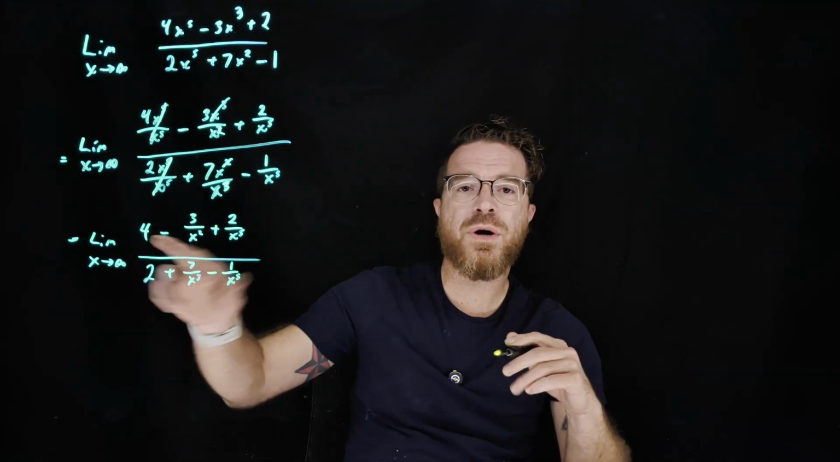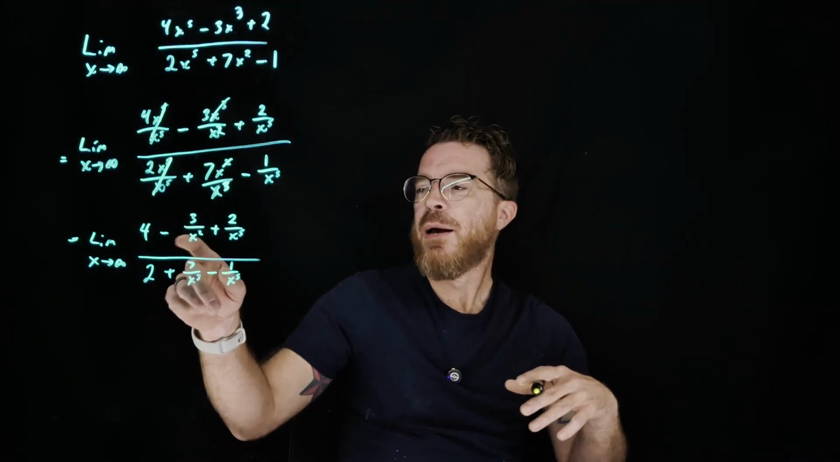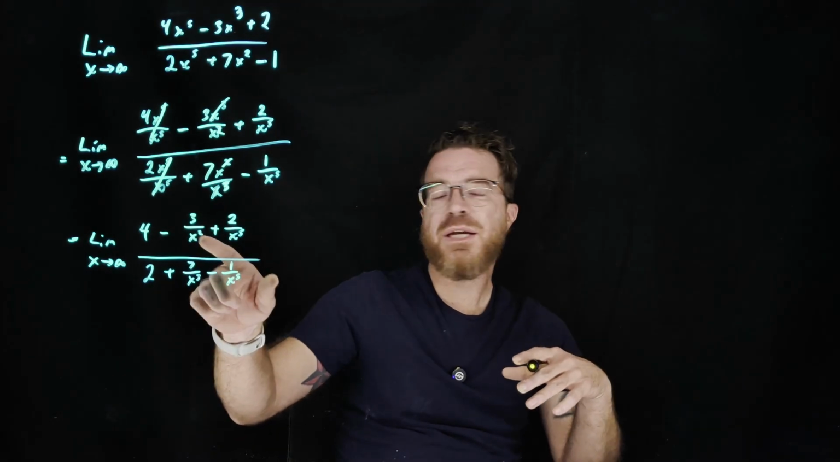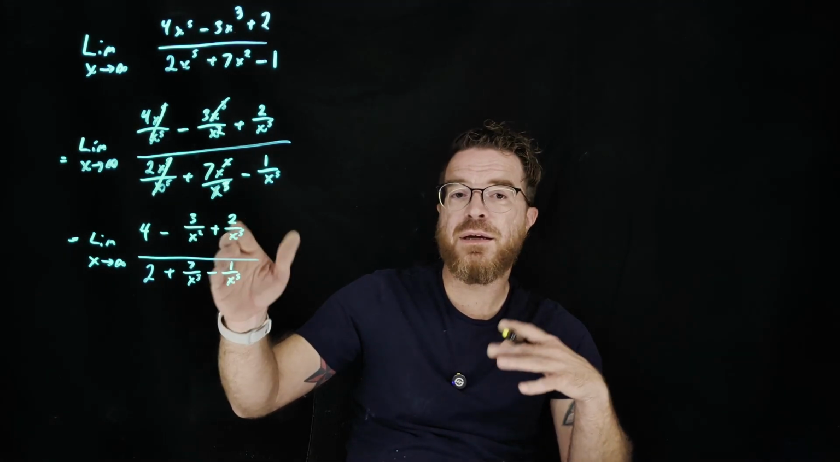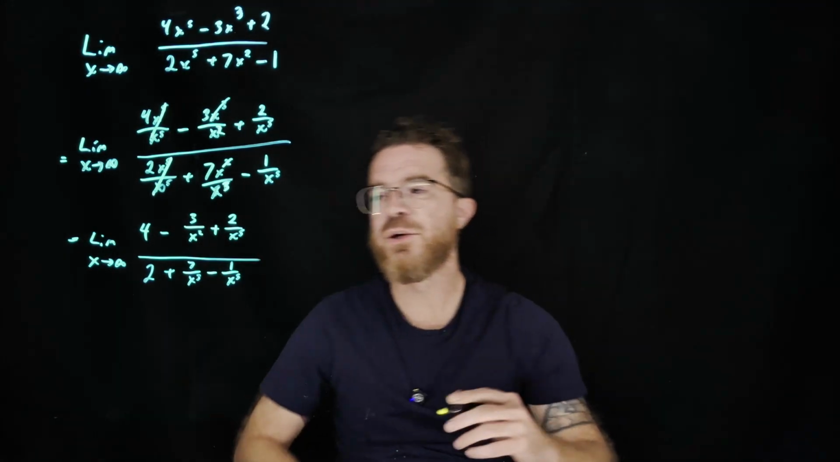Well, this 4 is a constant, so it's not going to be touched. Minus 3 over x squared. If I plug infinity into that, that's going to be 3 over infinity, which means it's going to go to 0.